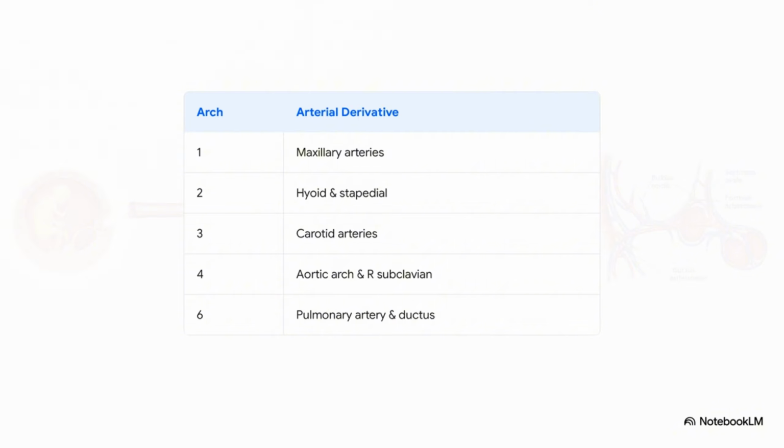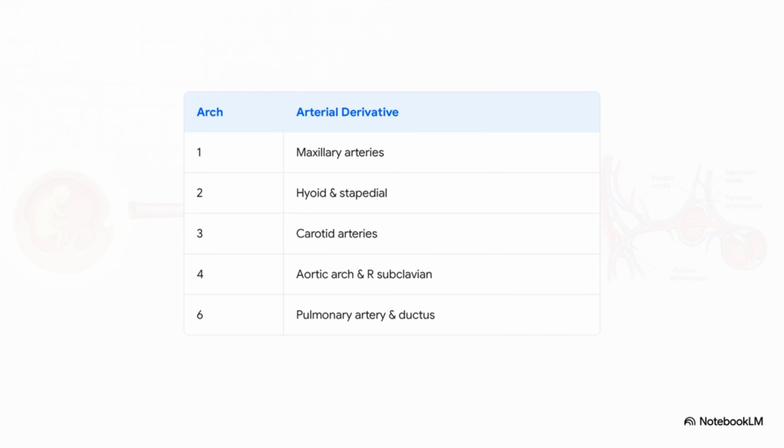Arch 1 gives rise to the maxillary arteries. Arch 2 forms the hyoid and stapedial arteries. Now, Arch 3 is massive. It forms the common carotid arteries and the first part of the internal carotid arteries. And pay close attention here. The external carotid arteries actually sprout directly from this third arch as well.